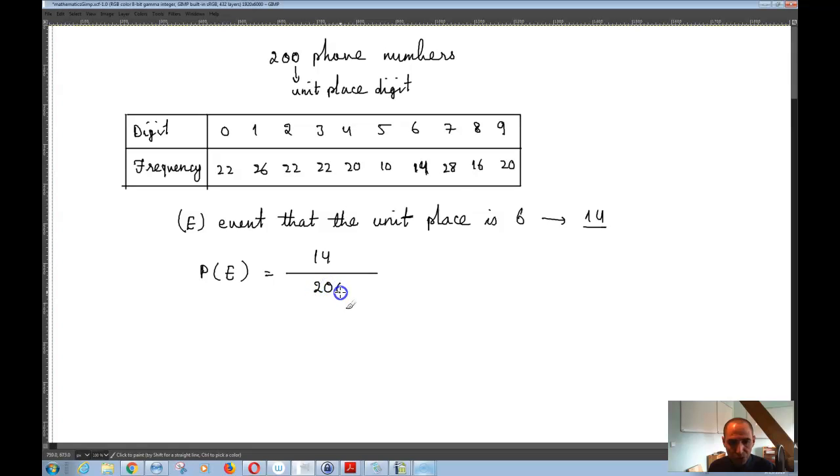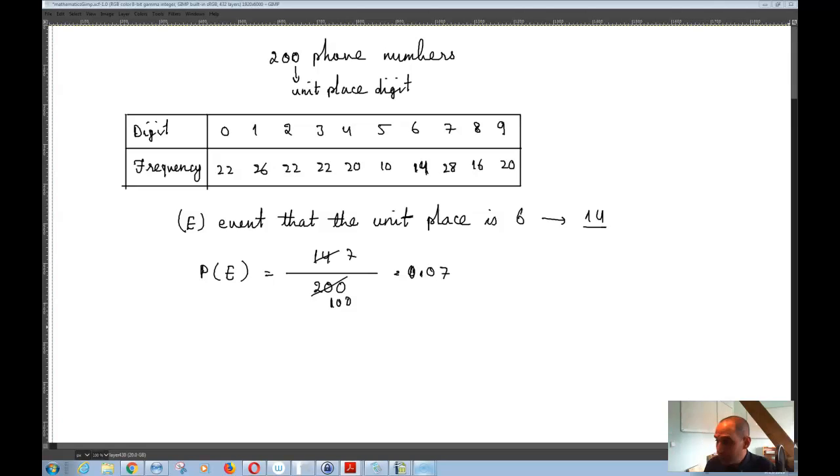So 14 divided by 200 is equal to 7 divided by 100, which is equal to 0.07. So the probability is 0.07. So you can similarly obtain the empirical probabilities of the occurrence of the numbers having the other digits in the unit place. That is how you solve this problem.